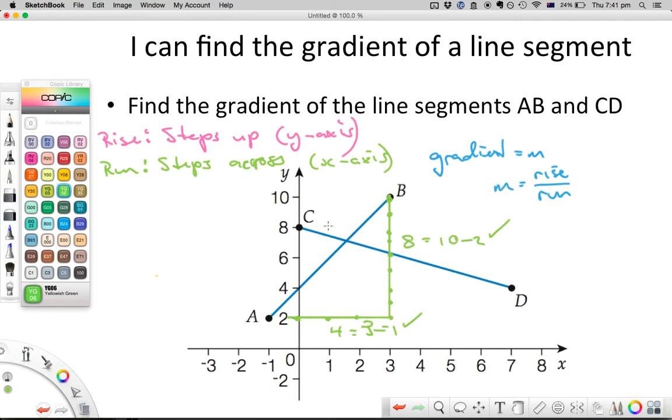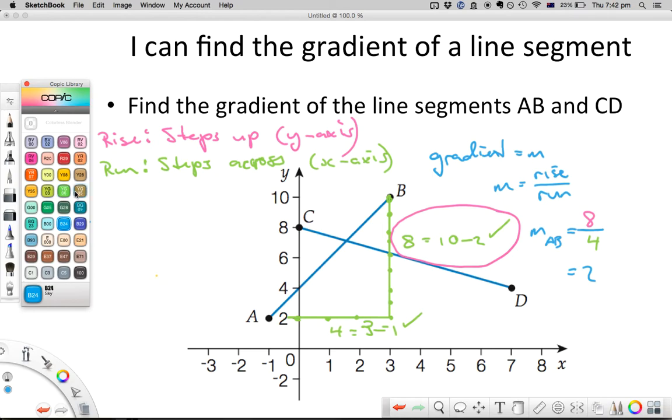So that means our rise over run equals, in this case, 8, and this is our gradient of AB, over 4, which just equals 2. Now what about our next one?